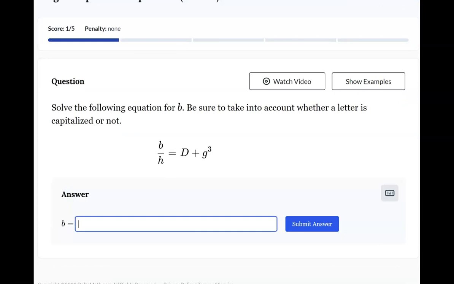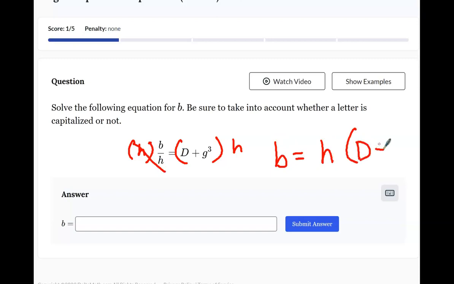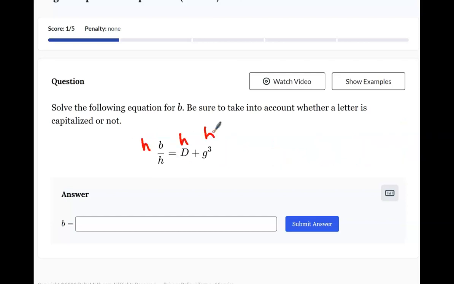In this question, we want to isolate lowercase b. So we need the inverse of dividing by h. Now don't forget the inverse is to multiply both sides, the entirety of both sides, by letter h. So b is equal to h times the quantity d plus g cubed. You could have also split it like this, d times h and g cubed times h.